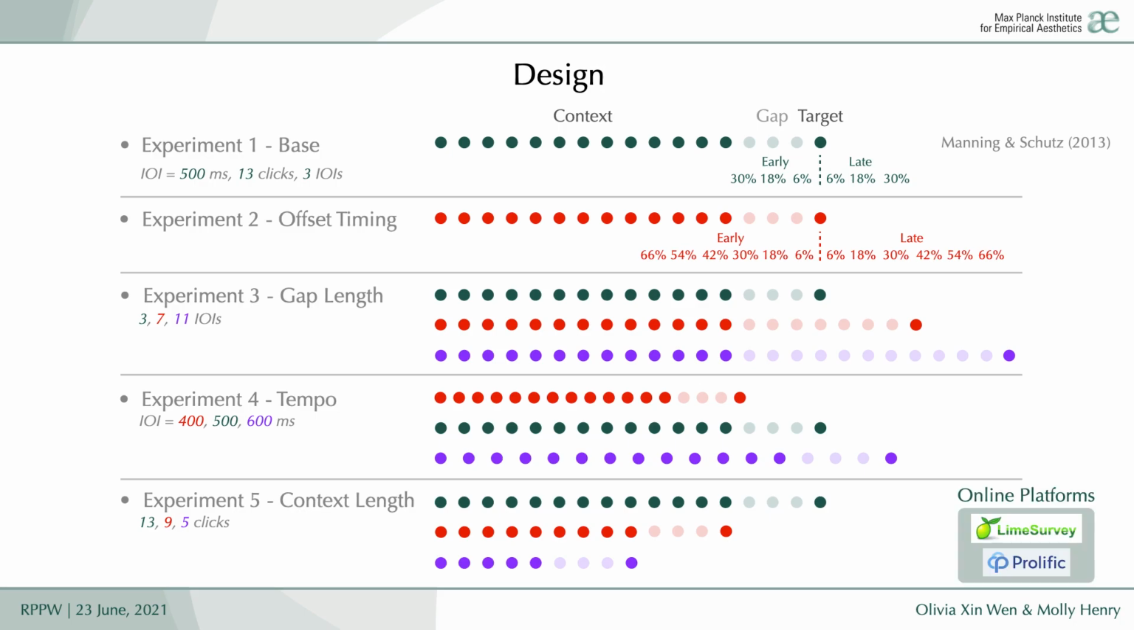All experiments were conducted online using Lime survey, with participants recruited on Prolific. They were asked to wear headphones and to avoid body movement and vocalization throughout the study.